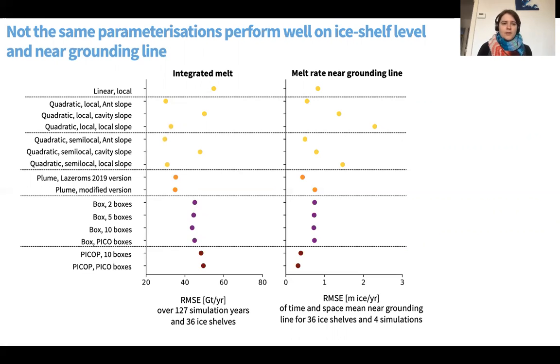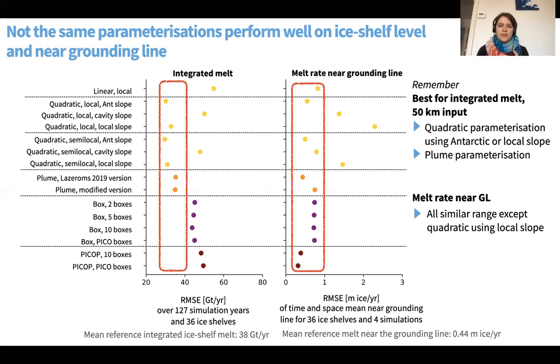And what you can see is that not the same parameterizations perform well on the ice shelf level and near the grounding line, but also if we really look at it closely, all parameterizations have similar RMSE near the grounding line, except the quadratic using the local slope, which is way off. But again, if we look at the mean reference melt near the grounding line, which is 0.44 meter ice per year, the RMSE exhibited here is still very high.